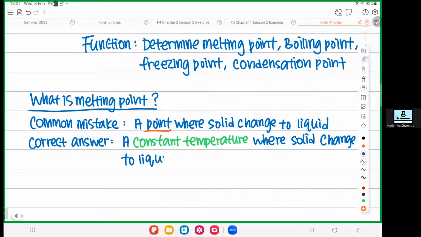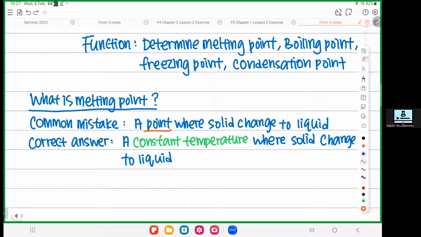What do we mean by constant temperature? Because the melting point didn't change. For example, melting point for ice is 0 degrees Celsius, all the way. You won't say, today, melting point for ice is 0. Tomorrow, the melting point for ice is 3 degrees Celsius. The day after tomorrow, the melting point for ice is 10 degrees Celsius. No, melting point of ice is forever 0 degrees Celsius. So the melting point never changes. Anything that never changes, we use this word, constant. So melting point is a constant temperature where solid change to liquid.